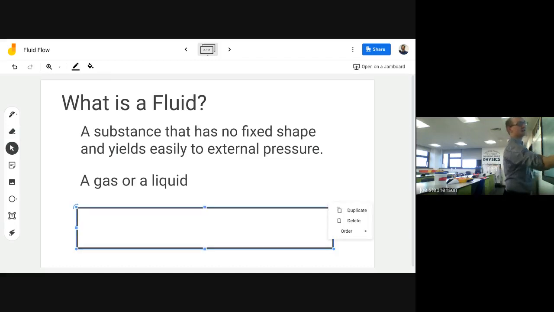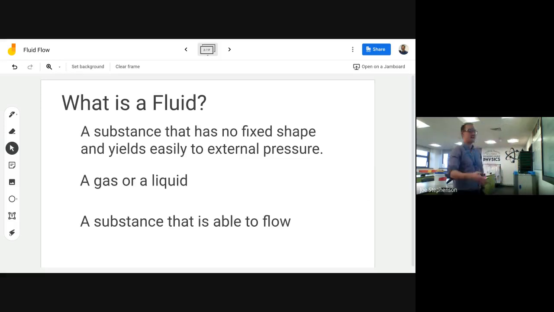So let's just delete this last one and see what it says. A substance that is able to flow. Is plasma a fluid? A plasma would be a fluid, yeah, absolutely, because it is essentially a very, very hot gas. It's gas that is being given even more temperature or energy, and it starts to emit light.